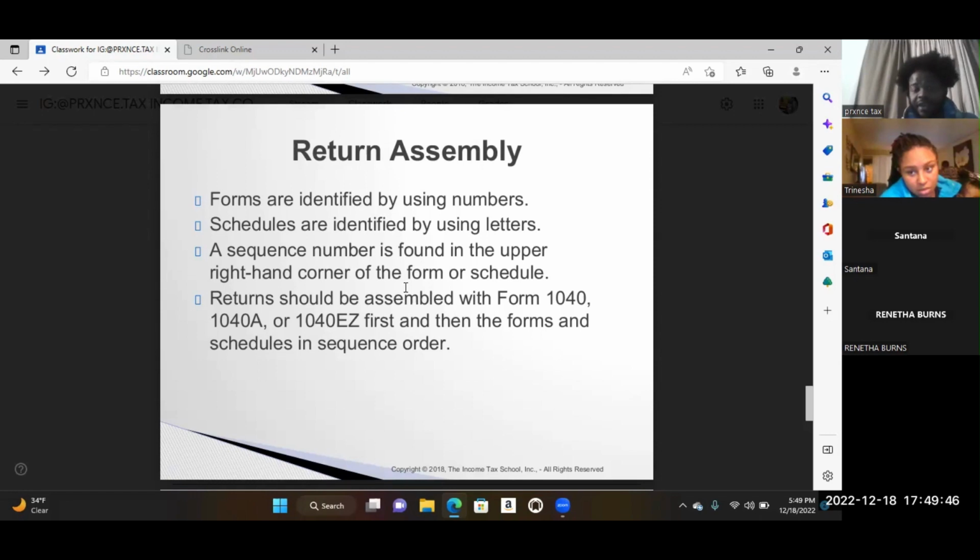There's a sequence number found in the upper right hand of every form. The return should be assembled with form 1040, 1040A, and 1040E first, and then forms and sequence schedule should follow behind. This is back when we had to actually print out the paper and mail it in. This is how you would mail off a tax return.